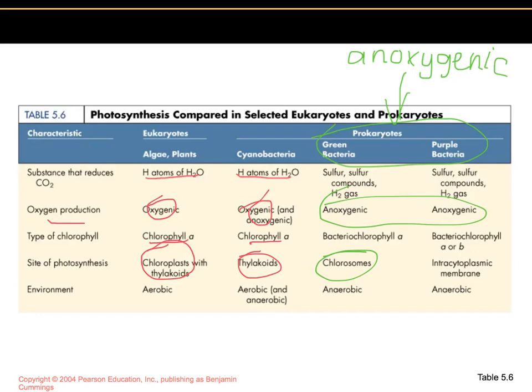And the environment in which photosynthesis takes place for the eukaryotes or cyanobacteria would be aerobic, and it could also be anaerobic for cyanobacteria. And for the purple and the green bacteria, these are anaerobic.